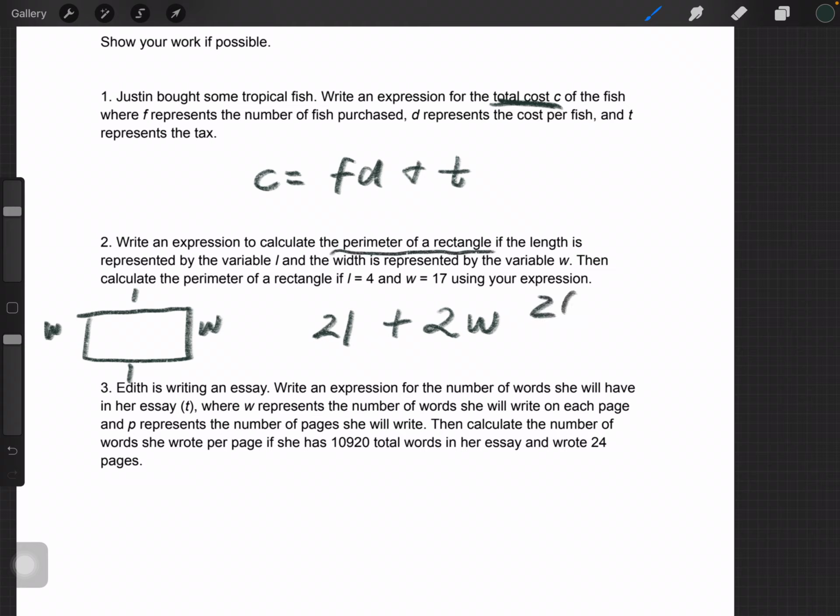And 2L, we're substituting these two, would give us 8 plus 34, which equals 42.